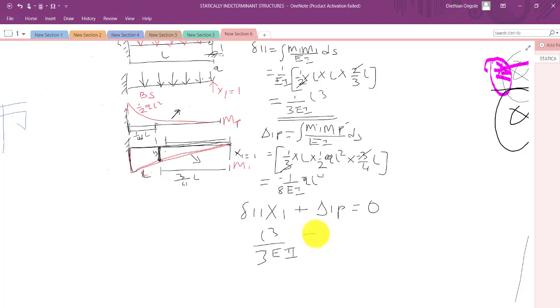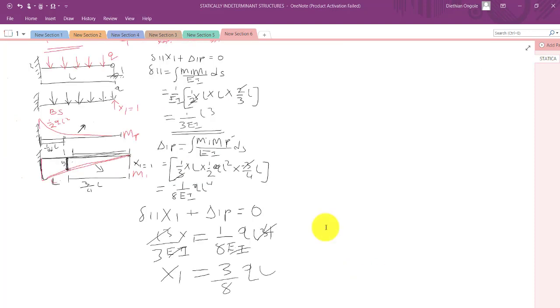This is supposed to be equal to, this was a negative, so when you cross the equation it becomes a positive. So positive 1 over 8 EI q L cubed. So this is times x1. Therefore the EI cancels, this is L to the power 4. This one cancels, then here we are left with only an L. Therefore our x1 would be equivalent to 3 over 8 QL, like that.